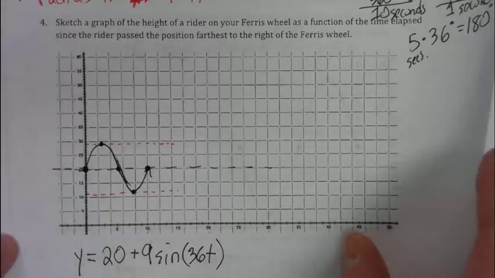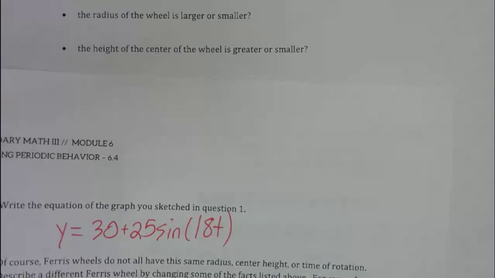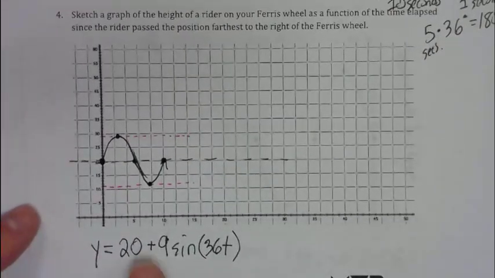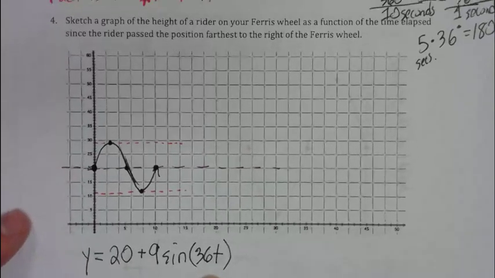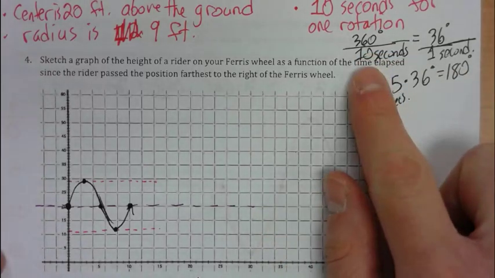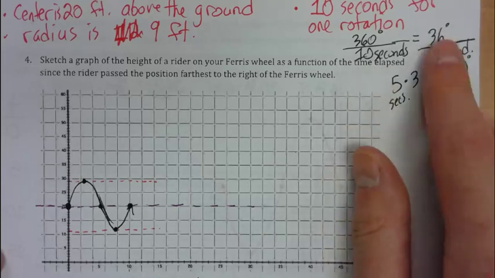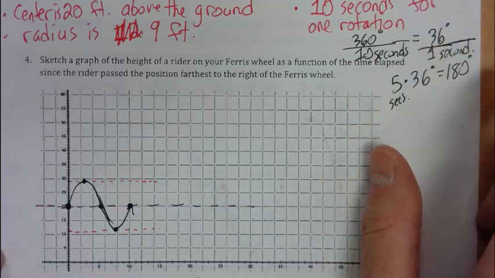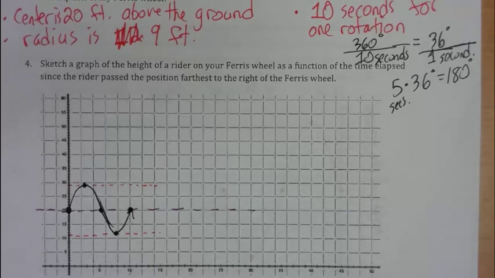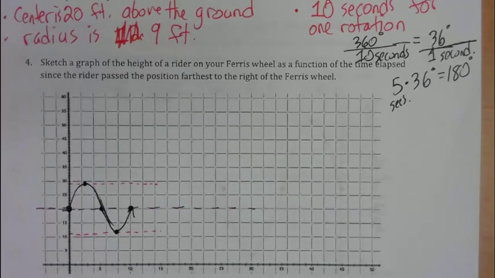So let's move to number 5. Number 5 is just the equation. So our equation for number 5 was 20 plus 9 sine 36t. We found 36, remember, from doing 360 degrees divided by our 10-second period for our ride. And that means we had 36 degrees per second. That's how frequently we are going through everything. And so that would be the 36, and the 20 was where the midline was. 9 was how far up and down from that we were going.